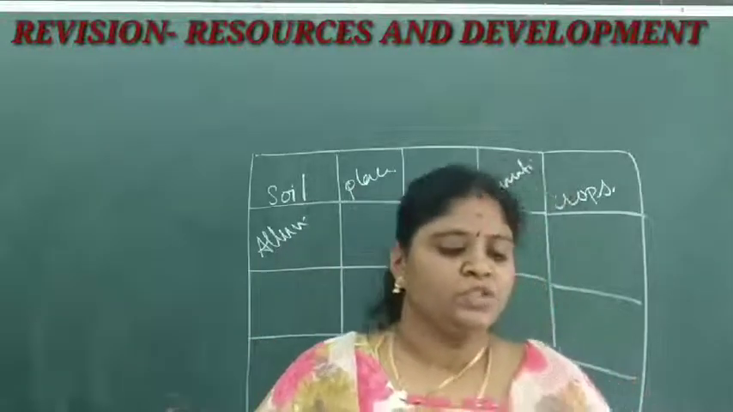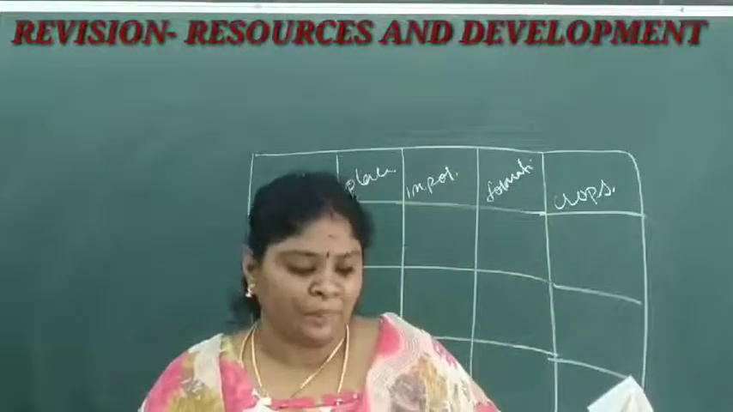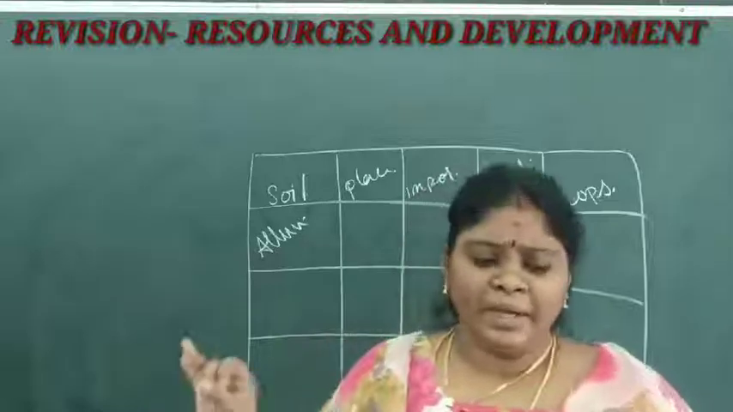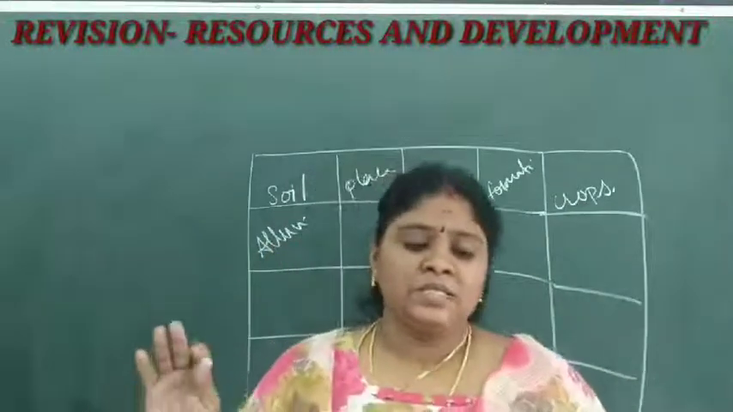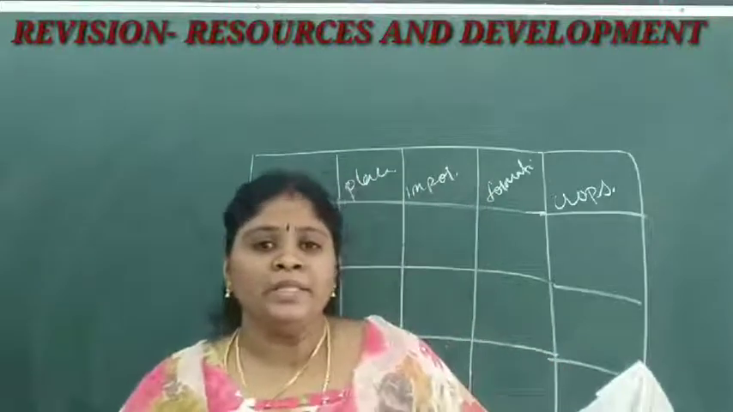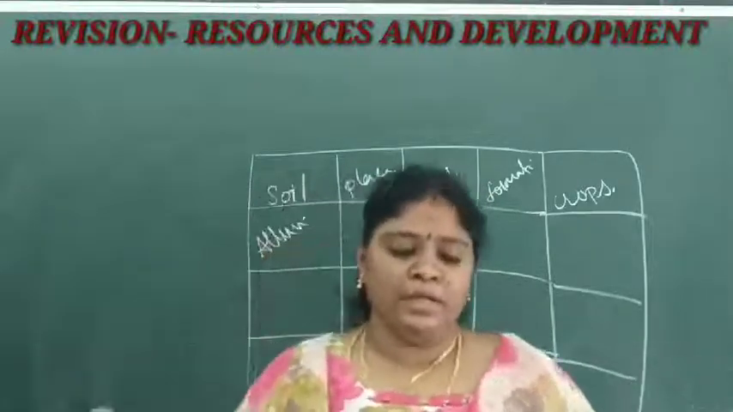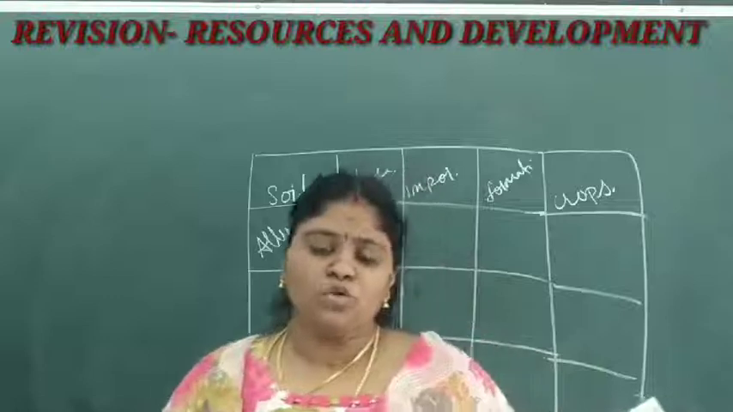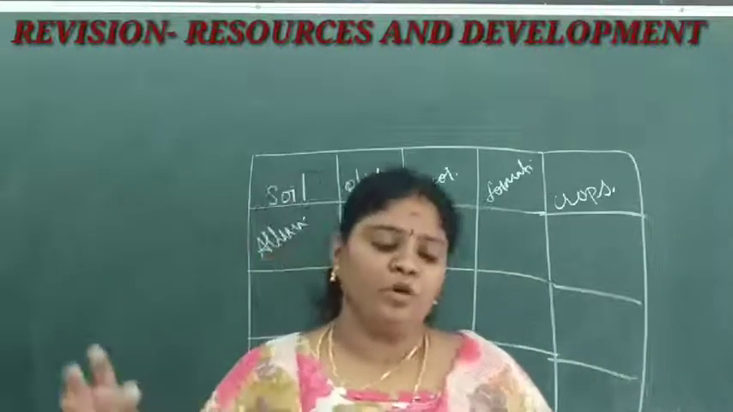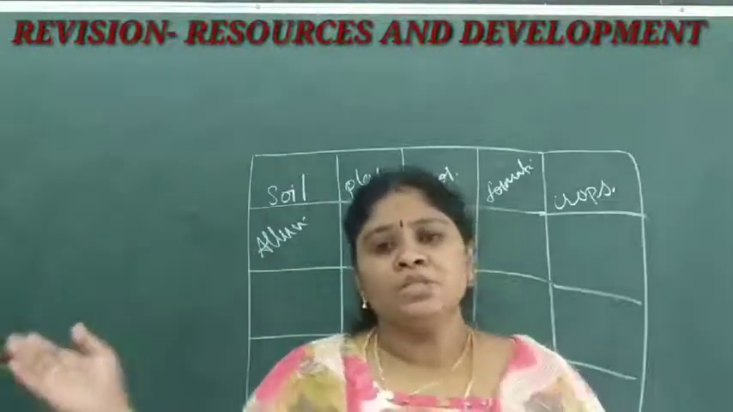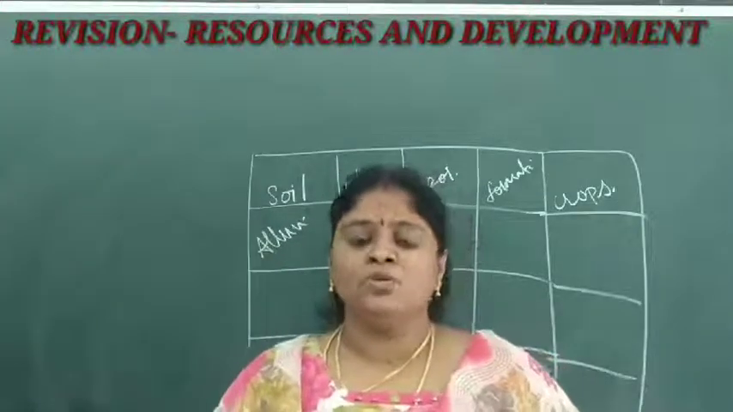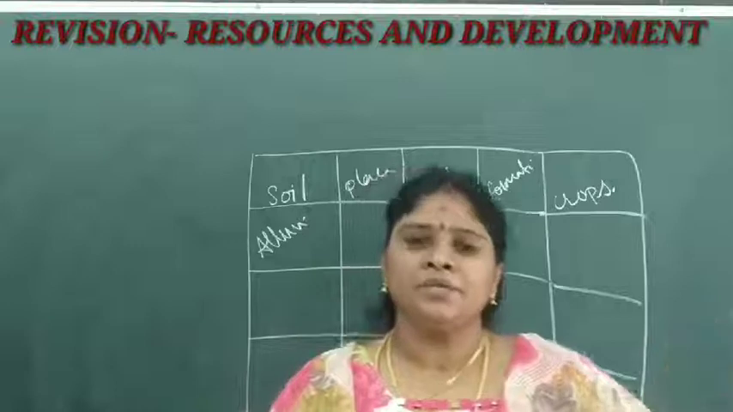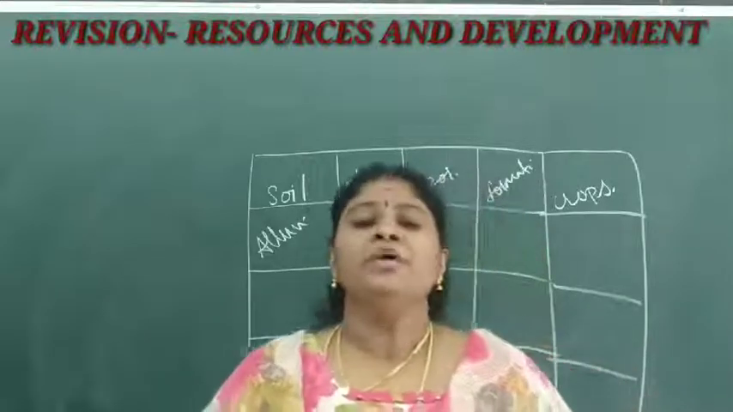The methods to conserve are contour ploughing, making terraces, and growing grass strips. And strip crops are rows of trees grown in the form of shelterbelts. So these things are very important. Learn these things. Soil erosion and conservation may also be asked as a 5-mark question.